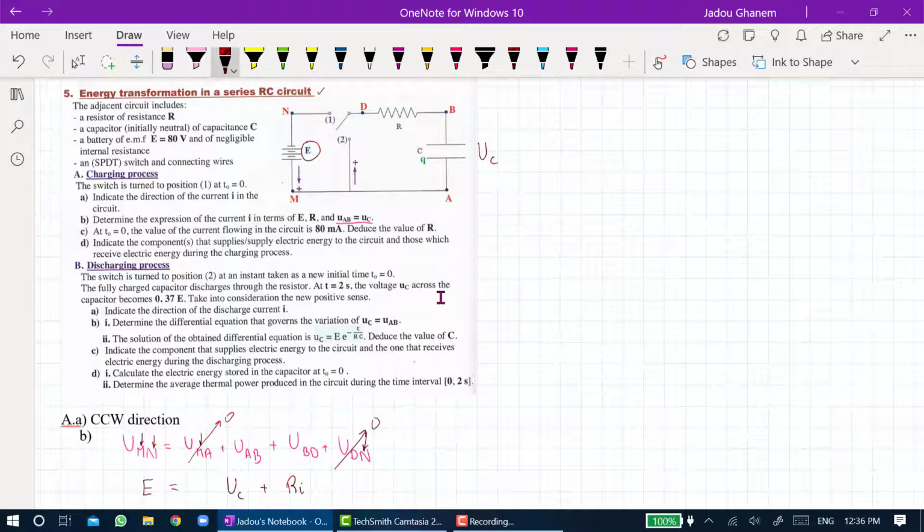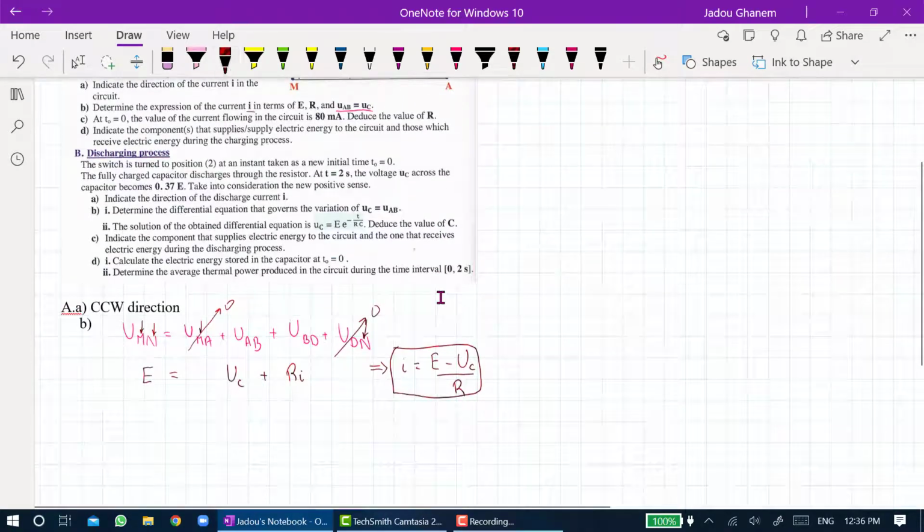So E is the electromotive force, this is UC, and the voltage across the resistor we just multiply R by I, Ohm's law. Now we can write the expression of the current using this formula: I equals E minus UC over R. This is part B. Let's move now to part C.